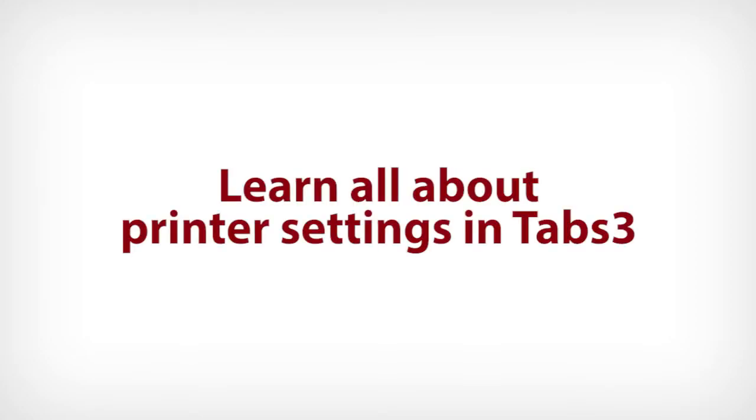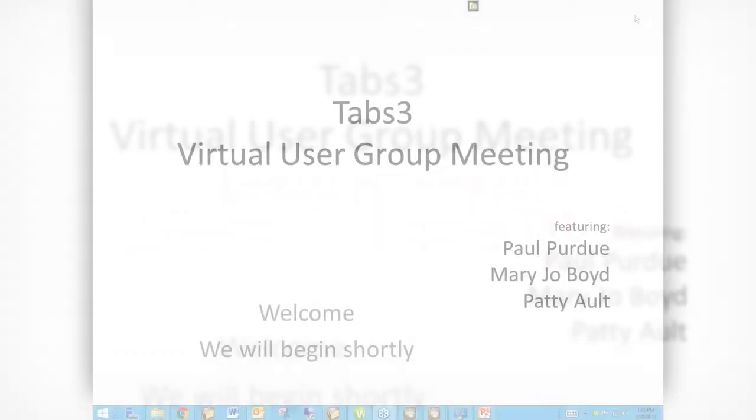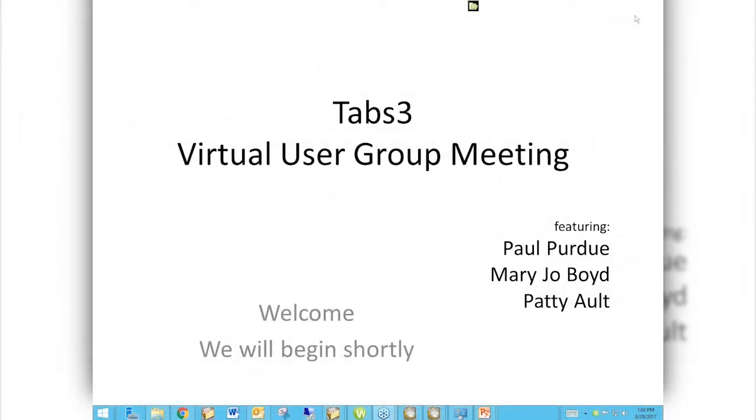Afternoon, everyone. My name is Paul, and I am a nerd, and you are lucky enough to be here for the August 2017 Eclipse episode of the Tabs3 virtual user group meeting. I know it's not Eclipse Day. I know that was last Monday, but it's still the August 2017 episode, and so therefore it is the Eclipse episode. Today we're talking about, what are we talking about? Printers. Printers. Everything is printers.